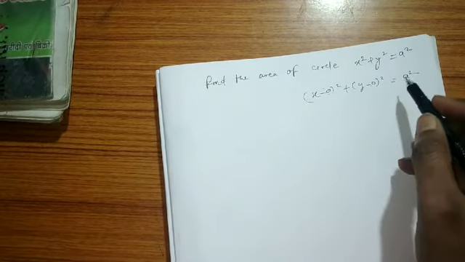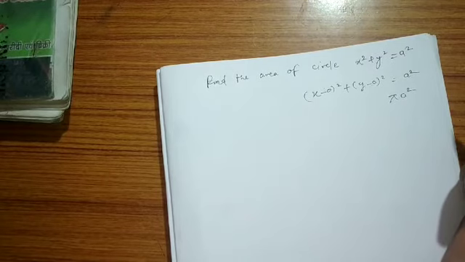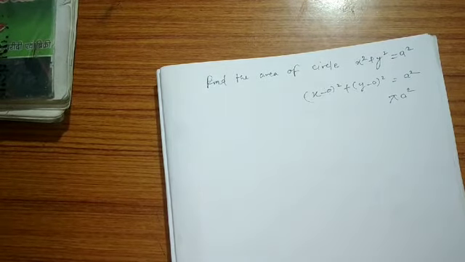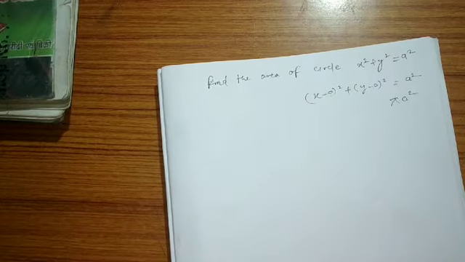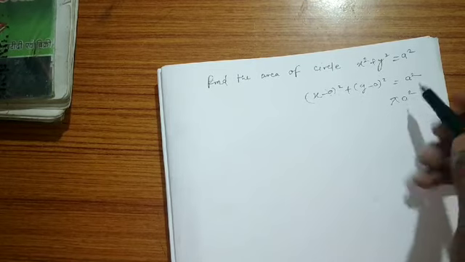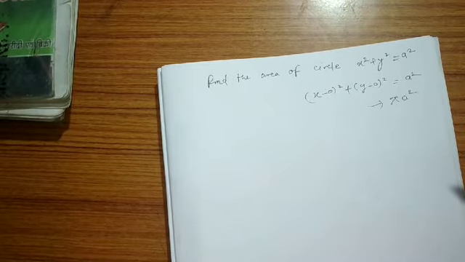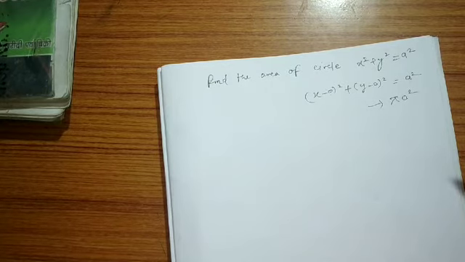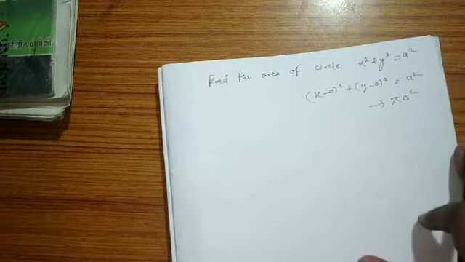So the area will be πa² in general, because we know the area of a circle is π times the radius squared, and here the radius is a, so the area will be πa². But we will find it with the help of integration. This is the method to find the area of a circle from integration.